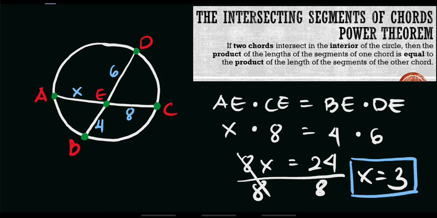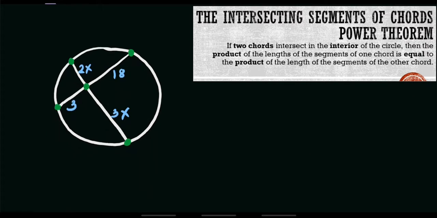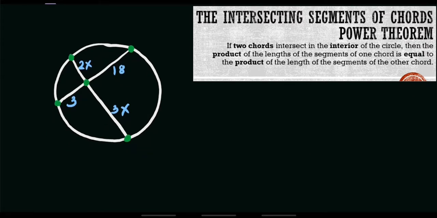Okay? Next, for our example number 2. Right, so this time, wala tayong mga name for the chords or mga points. Pero lahat naman ng segments are labeled. So, we have this segment as 2x, and then yung karugtong niya is 3x. We also have 3, and yung karugtong naman niya ay 18. So, same procedure lang. Since wala naman tayong isusulat na formula, apply lang natin yung concept. Multiply lang natin yung mga segments na meron tayo, and equate natin sa product ng kabilang segment.